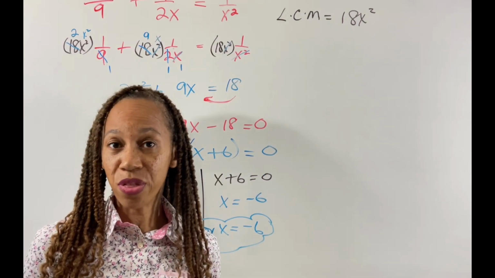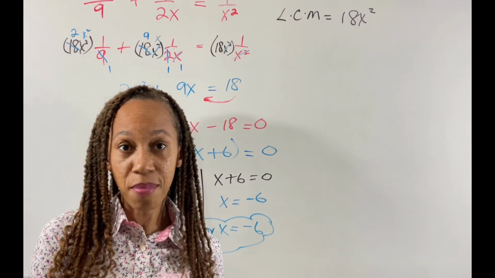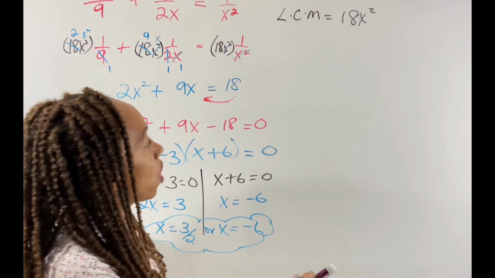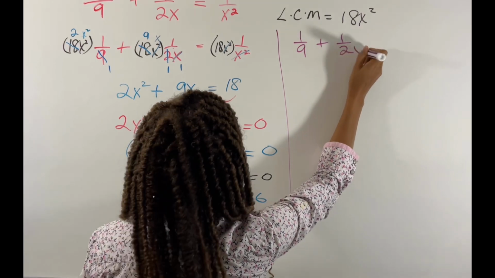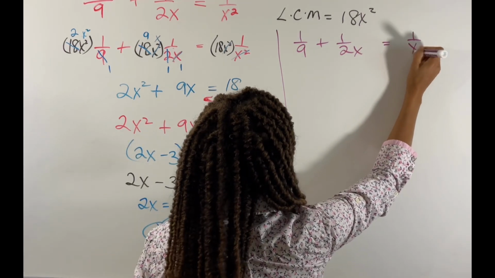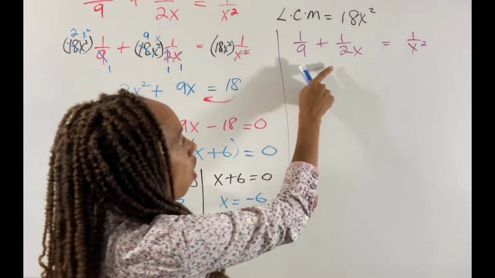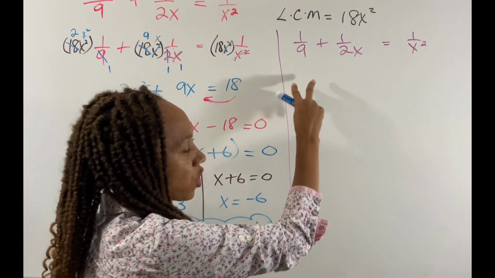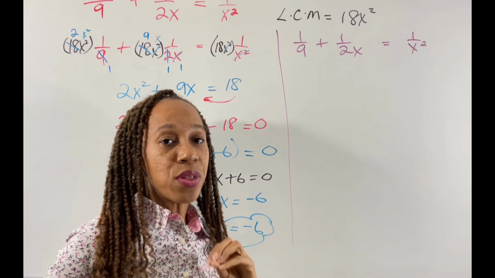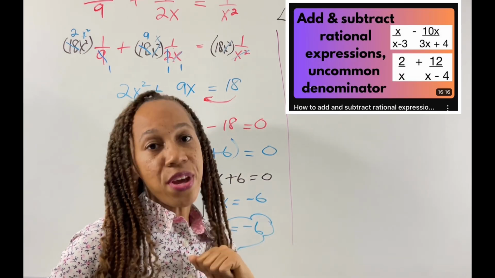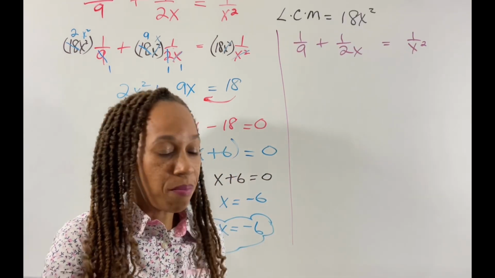If you didn't use the method of solve by clearing the fraction, then there is another method that you could have solved this same problem by, and I'm going to show you right now. So I have the same problem, and I have 1/9 plus 1 over 2x equals 1 over x squared. Now you should notice that this is a prime example of you adding two expressions with uncommon denominators. If you don't remember how to add rational expressions with uncommon denominators, please go back and watch my video on that to help you to gain better knowledge and solve the math problem better and faster.